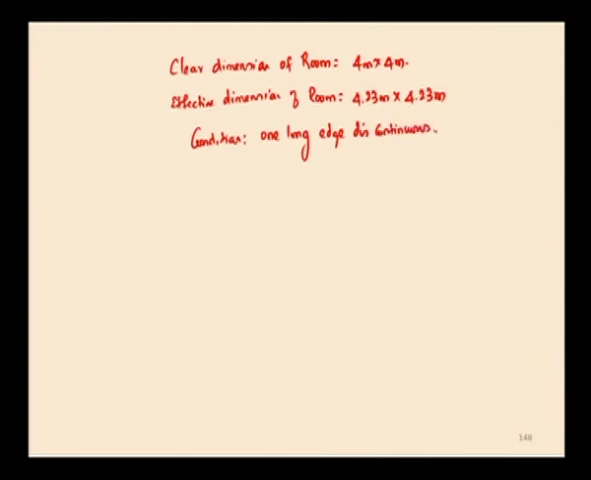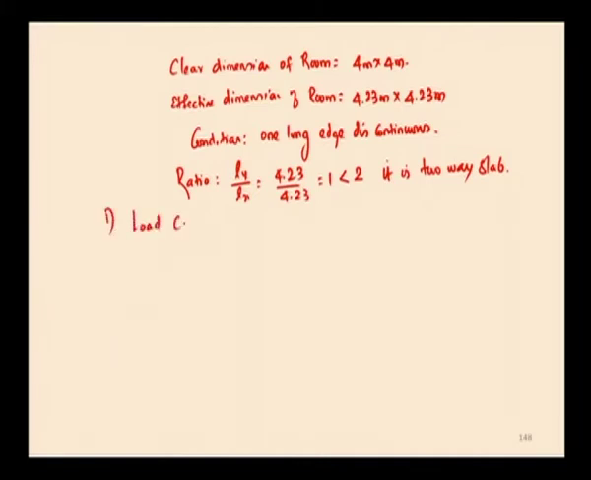Now, as usual we are going to find the ratio Ly by Lx, which is equal to 4.23 by 4.23, which is equal to 1, which is less than 2. It confirms that it is a two-way slab. So, it is a square slab, and we also confirm it is a two-way slab. Next, first step, load calculations.